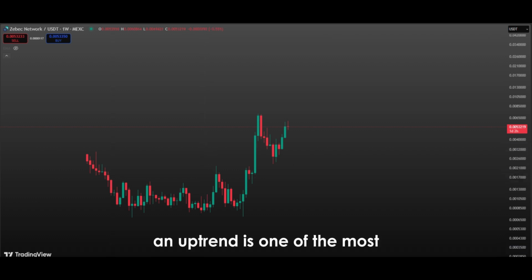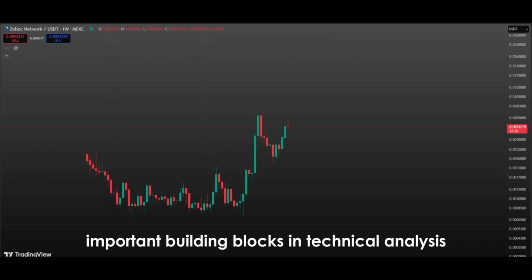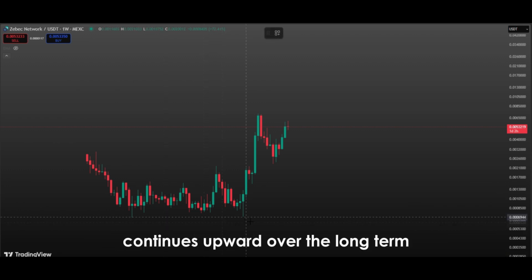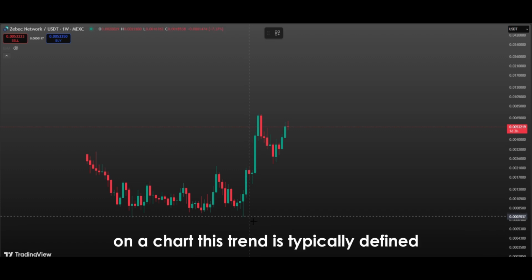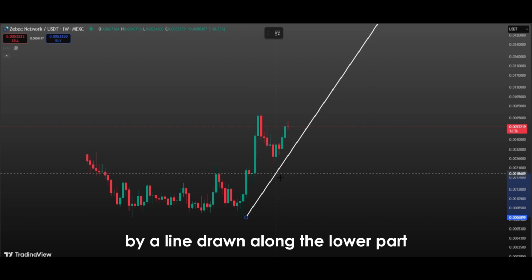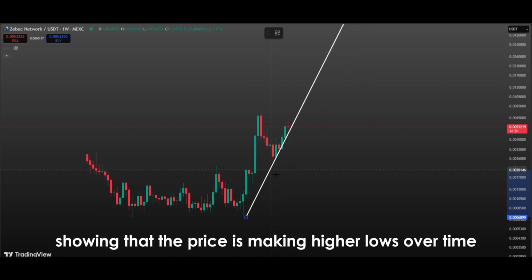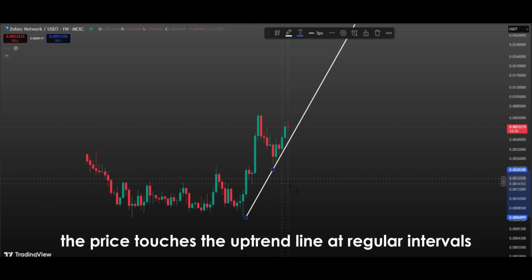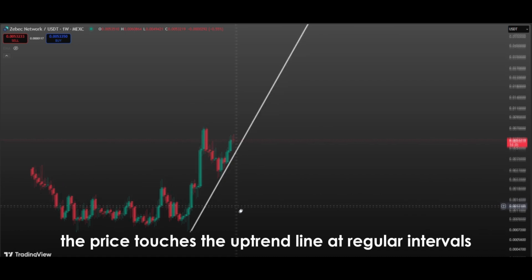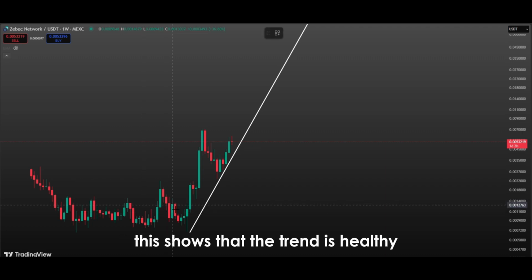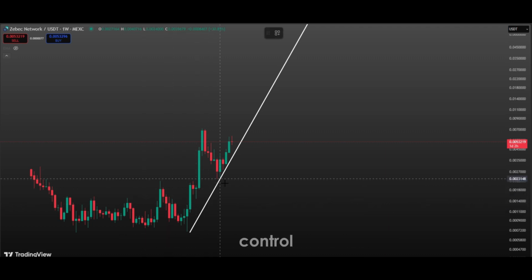An uptrend is one of the most important building blocks in technical analysis, indicating that price movement continues upward over the long term. On a chart, this trend is typically defined by a line drawn along the lower part, showing that the price is making higher lows over time. In the situation you described, the price touches the uptrend line at regular intervals, takes support there, and then continues its upward movement. This shows that the trend is healthy and that buyers still have control.